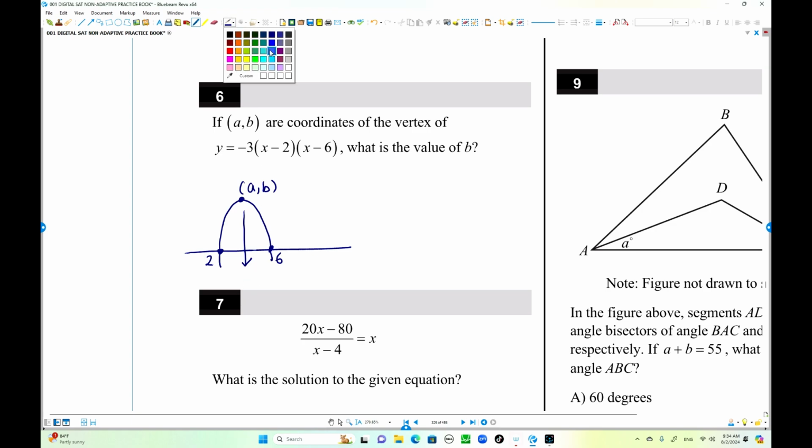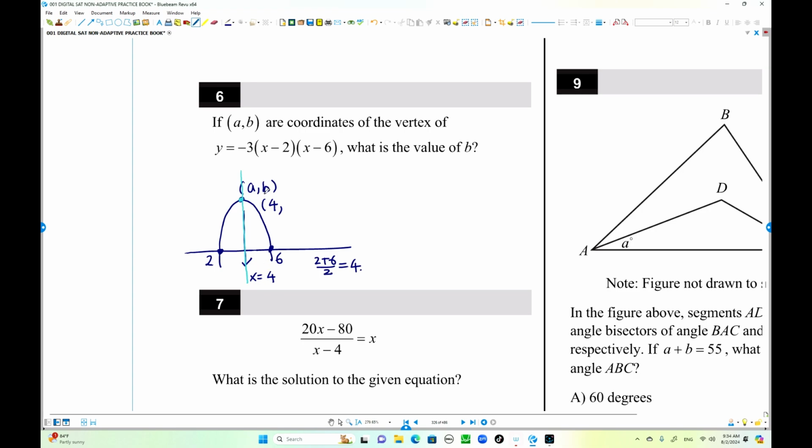So this is the axis of symmetry, right? It always passes through this vertex point. So what is it? 2 plus 6 over 2, right? 2 plus 6 over 2. This equals what? X equals 4, isn't it? 2 plus 6 over 2 is the midpoint. That equals 4, right? So the value of a is 4.